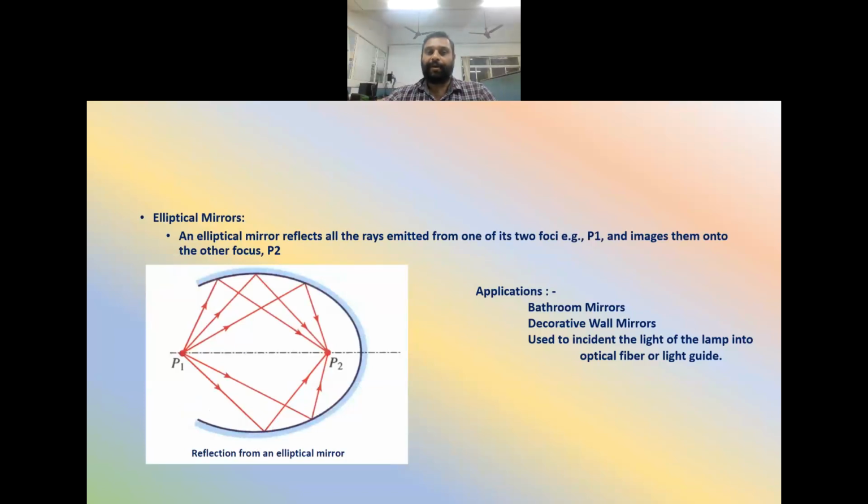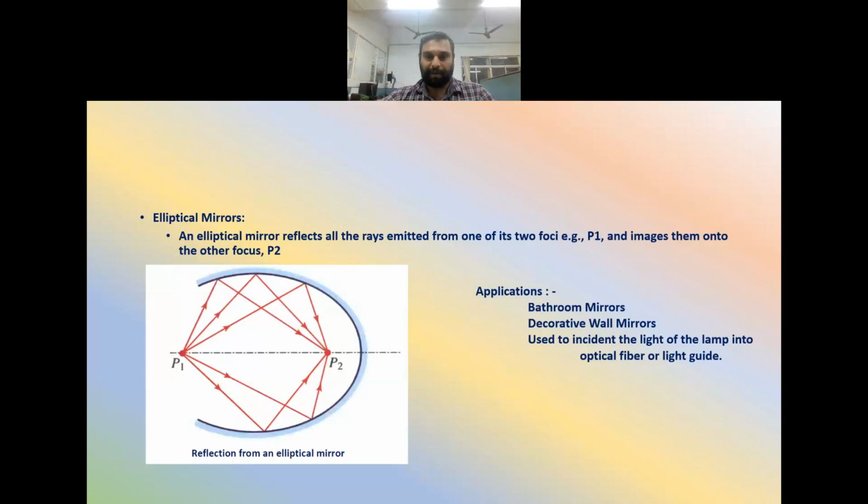In the elliptical mirror, there is another property: it has two foci. P1 and P2 are the two foci. An elliptical mirror reflects all the rays emitted from one of its foci, for example P1, and images them onto the other focus. So it is called the imaging property. So the paraboloidal mirror has the focusing property, and the elliptical mirror has the imaging property.